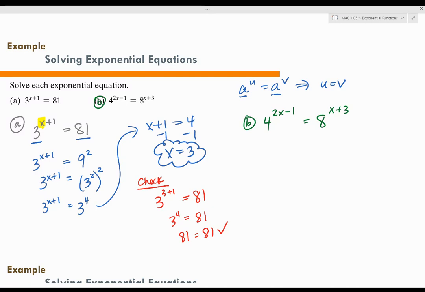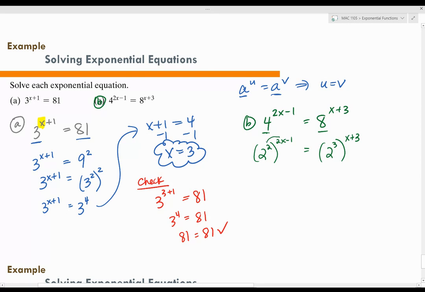So I'm looking at 4 and I'm looking at 8. I want to see, is there a number that I can write raised to a power that will give me both 4 and 8? Well, yeah, we could use 2. 2 to the second power is 4, and 2 to the 3rd power is 8. Okay. Our laws of exponents say that if we have a power raised to a power, we multiply.